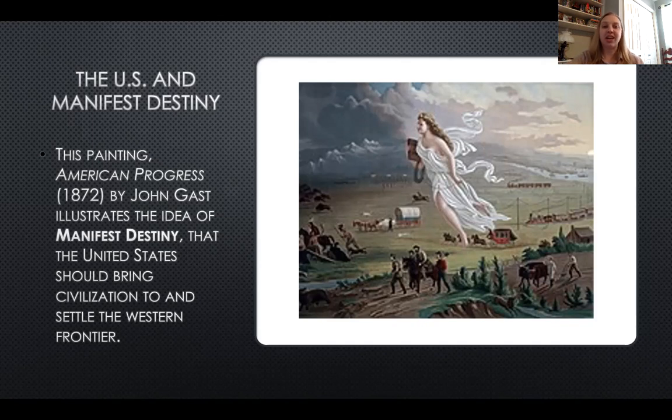This painting by John Gast is actually a very famous painting that represents this idea. So as you can see in the painting, you have this angelic white person followed by these settlers with their carts and horses, chasing off these Native Americans who are carrying weapons, and that sort of savage kind of idea.